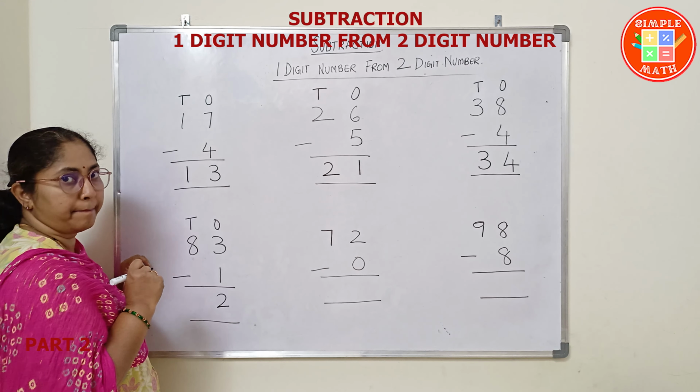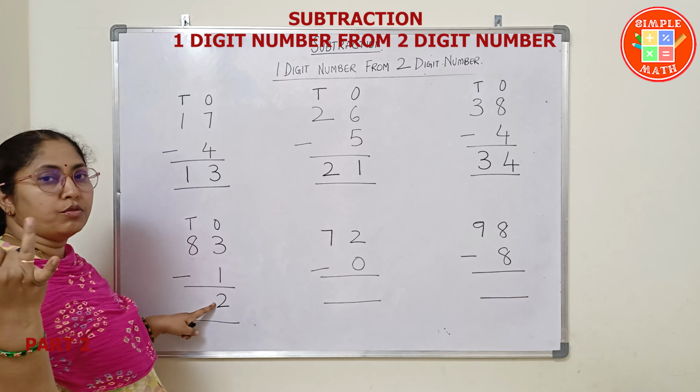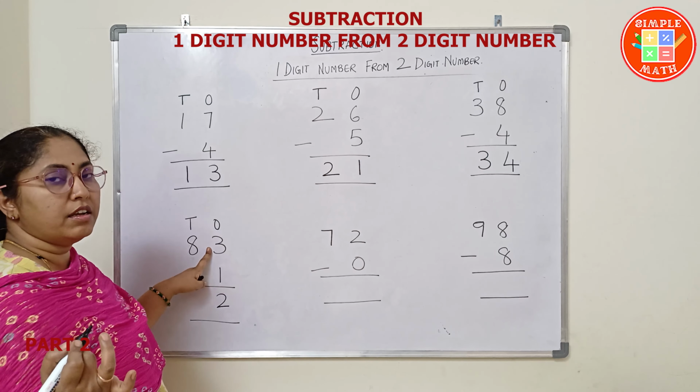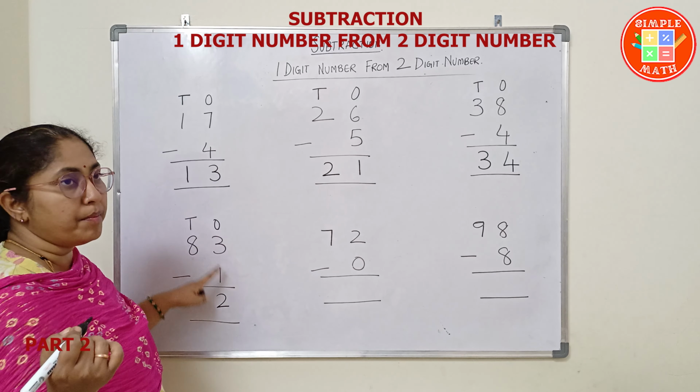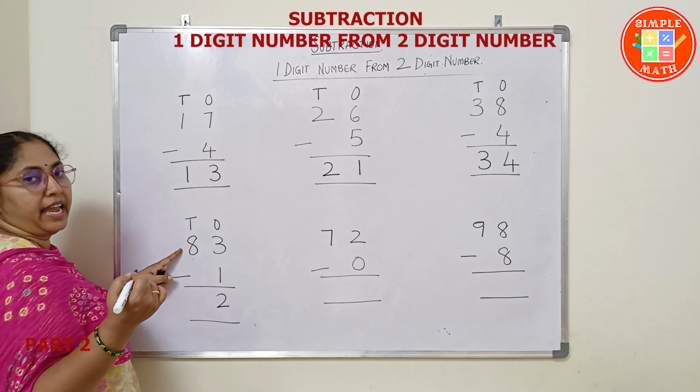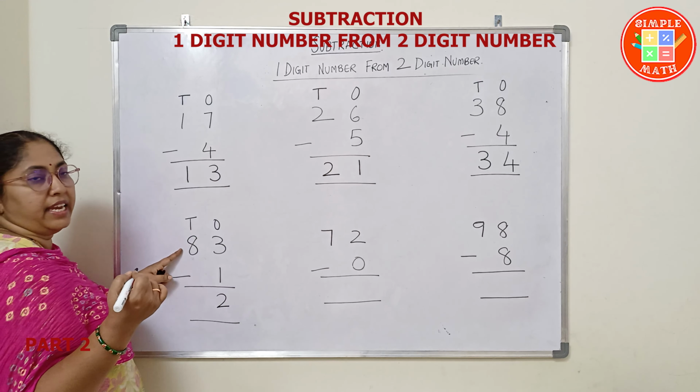Or else you can do it like this also. Keep 1 in your mind. Count after 1: 2, 3. How many fingers did you get? Same, 2. So when you subtract 1 from any number, you get the before number. In the tens column, 8 is only left, so there is nothing to be subtracted. Bring down the 8 directly and the difference is 8, 2, 82.